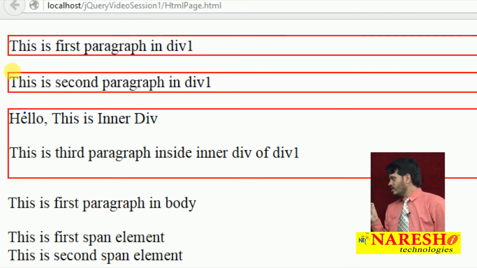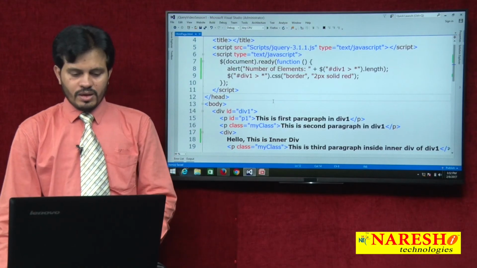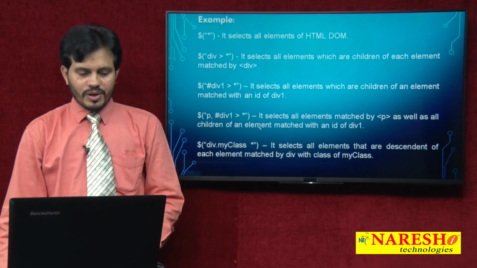The border comes to the outer level divs, not to the inner paragraph, because that element is not selected. Only the children elements of div1 are selected, and those are only 3 elements. So I hope you have understood this very clearly. Now let's go to the next example.